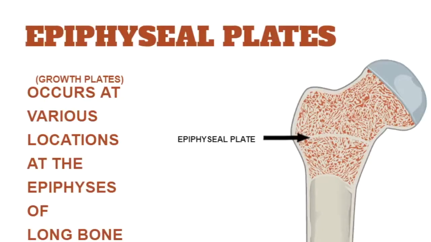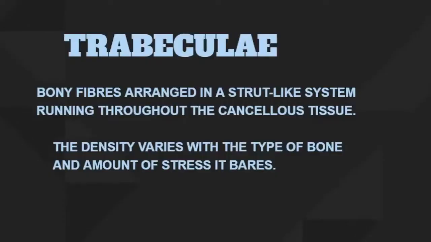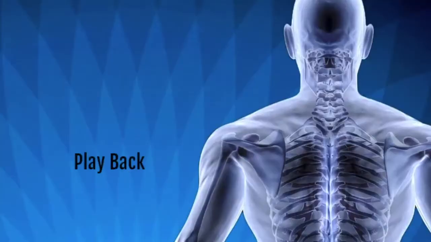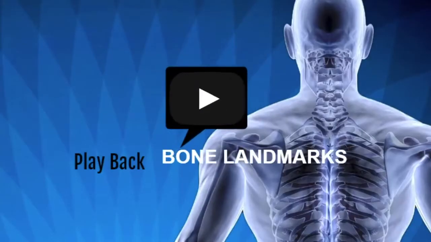Epiphyseal plates can also be called growth plates. This occurs at various locations at the epiphysis of the long bone. Trabeculae are bony-like fibers arranged in a strut-like system running throughout the cancellous tissue. The density varies with the type of bone and the amount of stress it bears. This diagram is showing the location of the trabecula. Throughout these next slides, we will be playing back the bone landmarks.